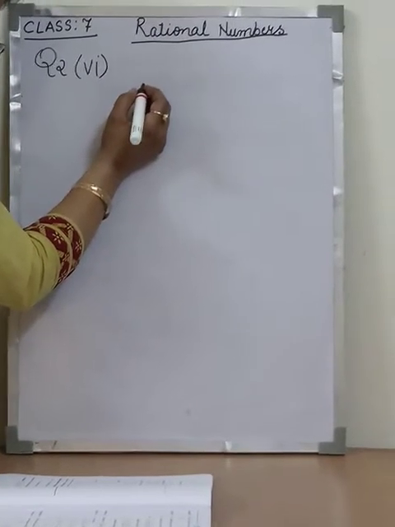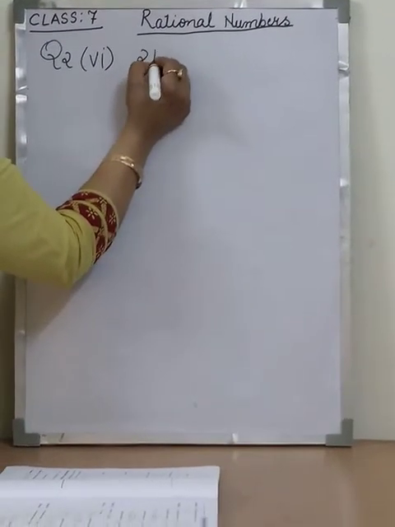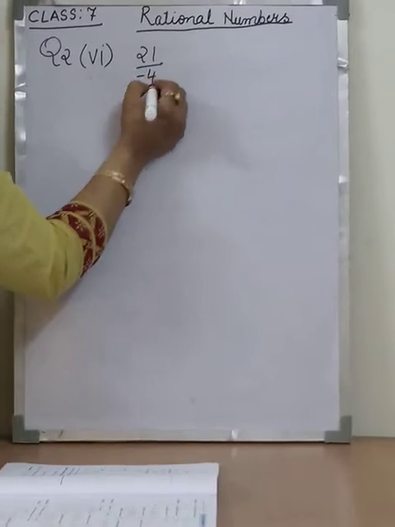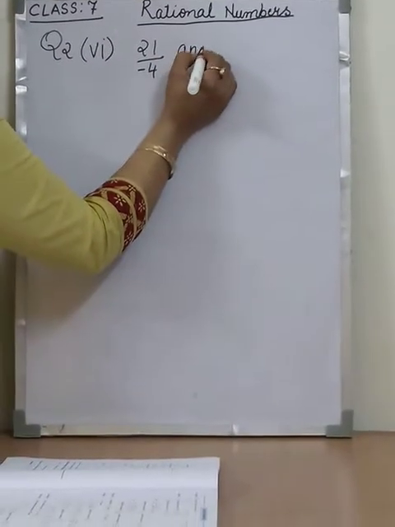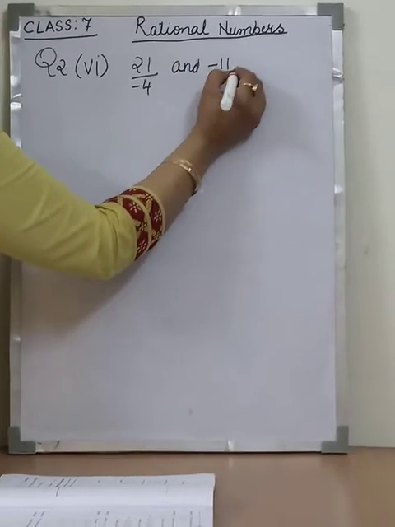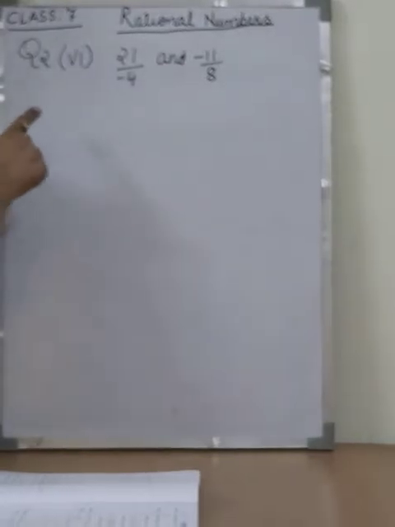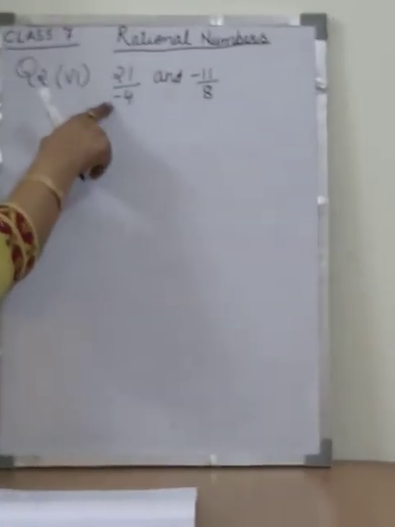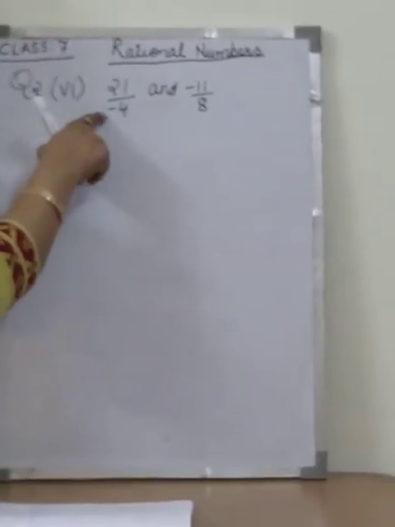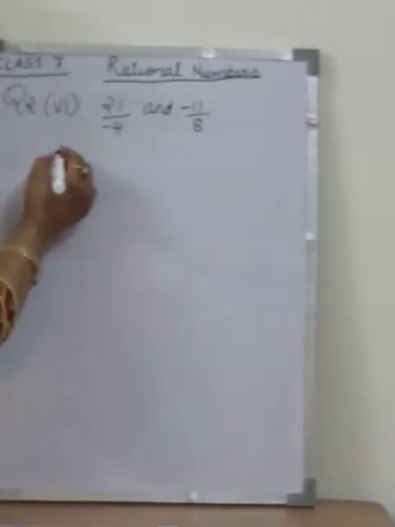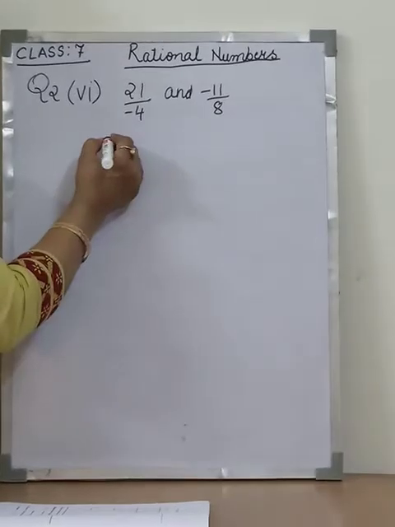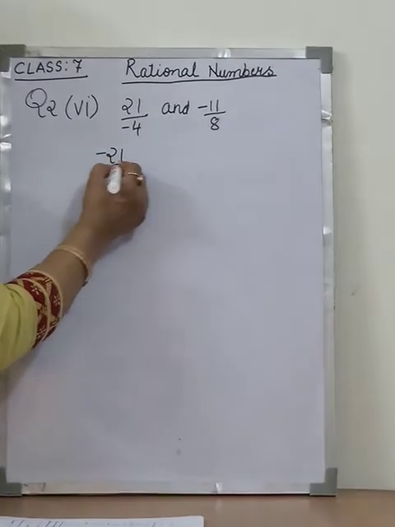First we copy down the given numbers. It is minus 21 upon minus 4 and minus 11 by 8. First step, we convert the rational number in the standard form by avoiding writing negative sign in the denominator. To convert negative denominator to positive, we multiply it with minus 1. So I multiply with minus 1, what will we get?